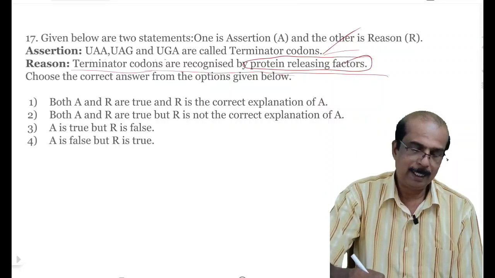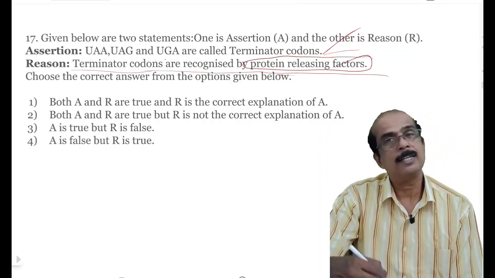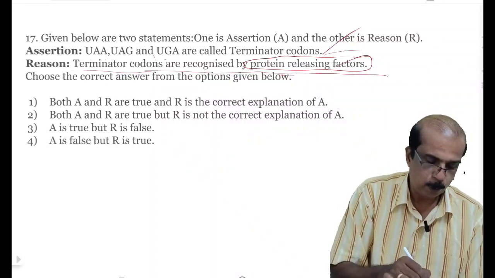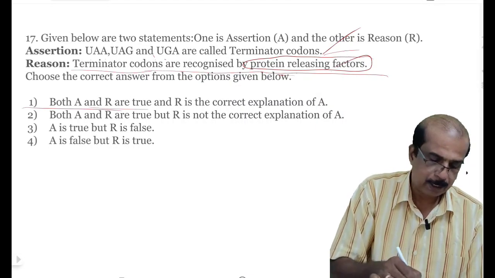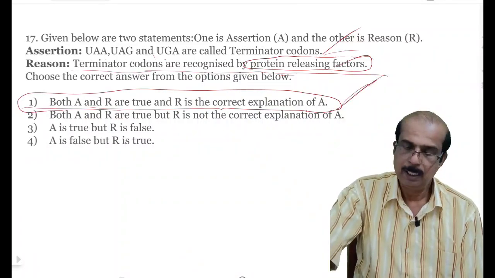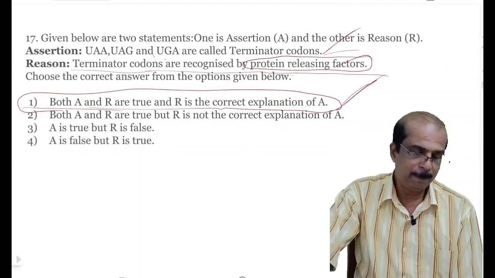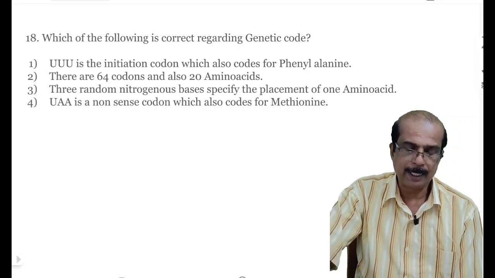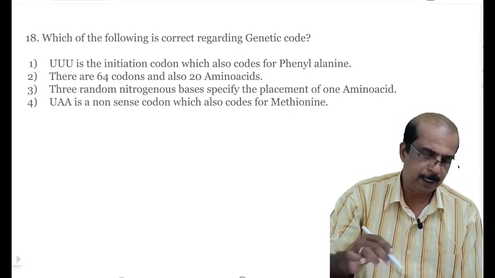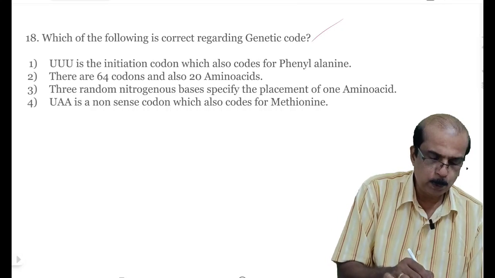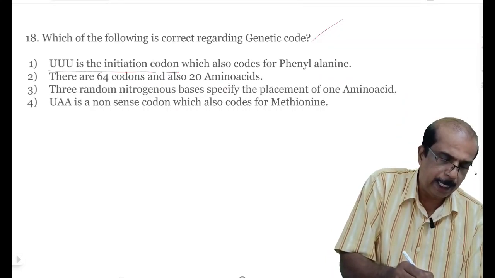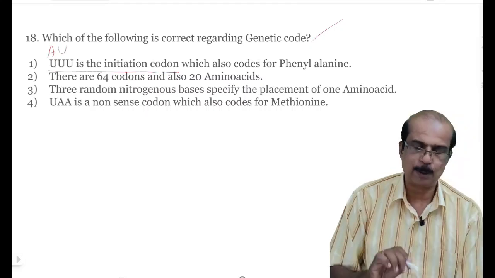So, assertion and reason are correct. Reason is correct explanation of assertion. So, first option will be our answer for this question. Yes, let us move to next question. Which of the following is correct regarding genetic code? Again, question from genetic code. UUU is the initiation codon. Wrong one. We know that AUG is the initiation codon.